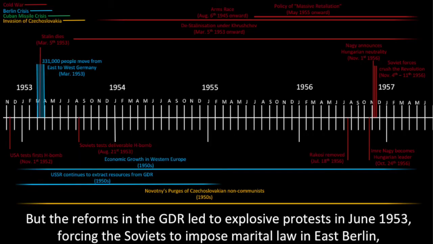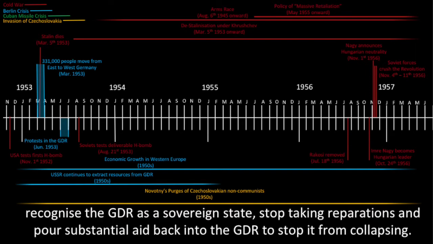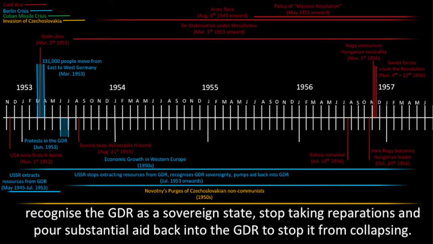But the reforms in the GDR led to explosive protests in June 1953, forcing the Soviets to impose martial law in East Berlin, recognize the GDR as a sovereign state, stop taking reparations, and pour substantial aid back into the GDR to stop it from collapsing.